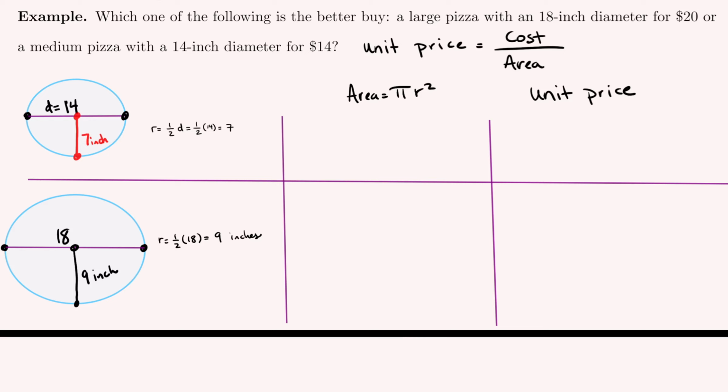Now let's calculate the areas for both the medium and the large size pizza. We have the radius for both. The medium size pizza is 7 inches in radius. The large pizza is 9 inches in radius. So the area is pi r squared.